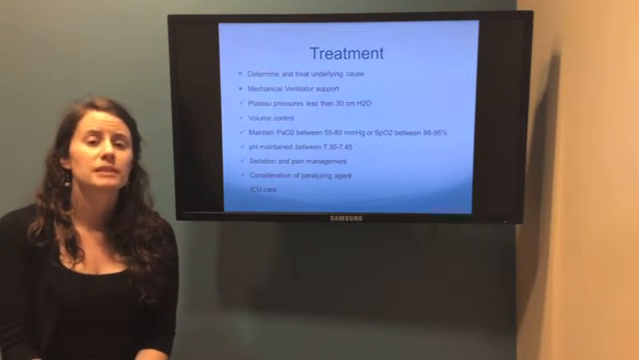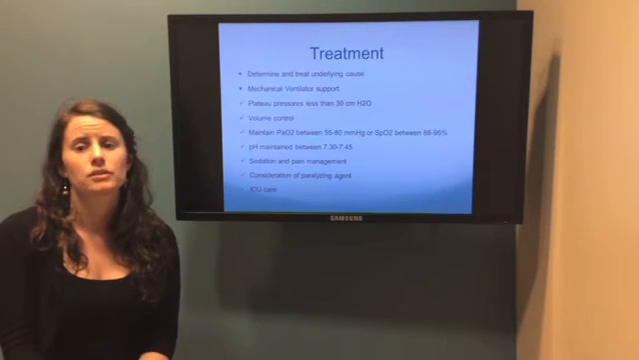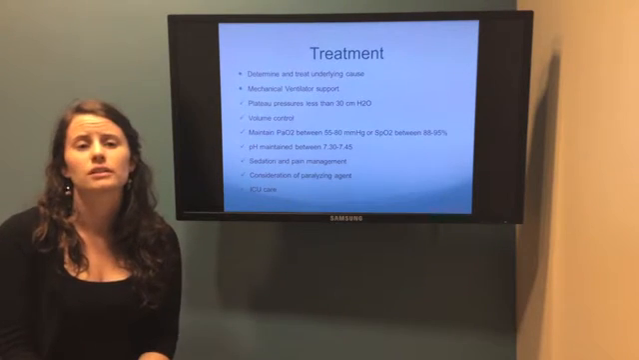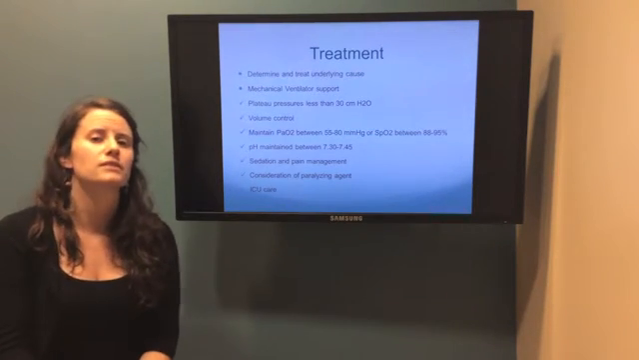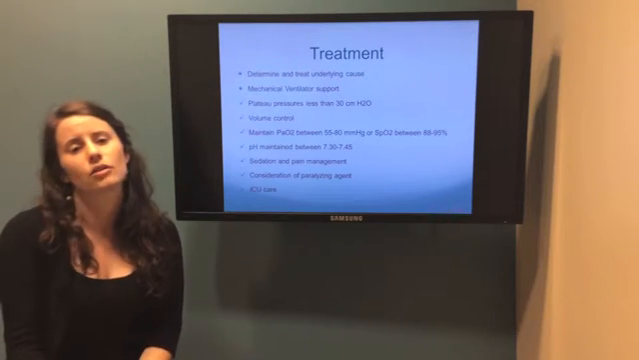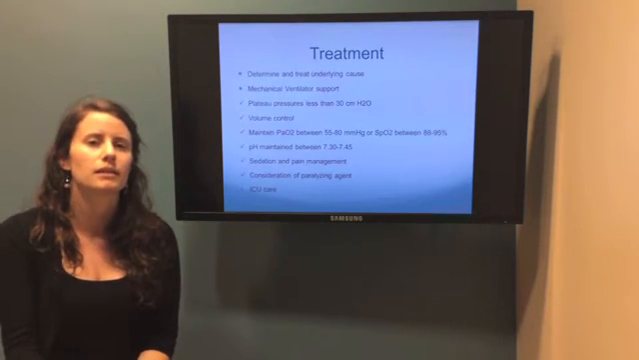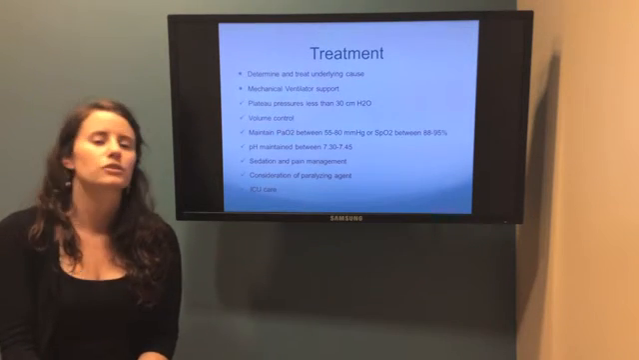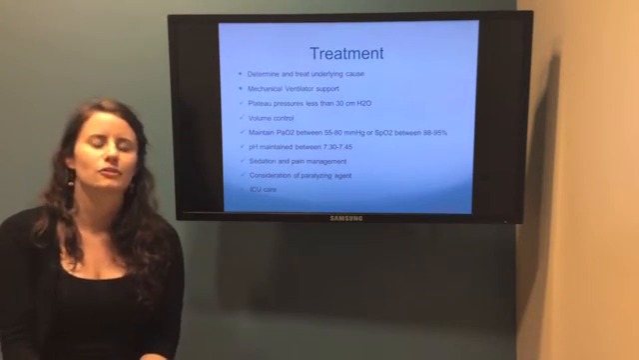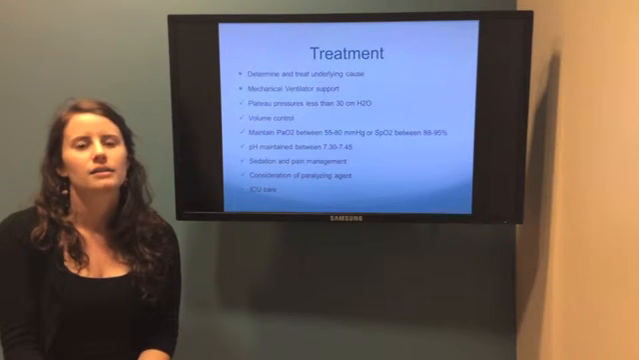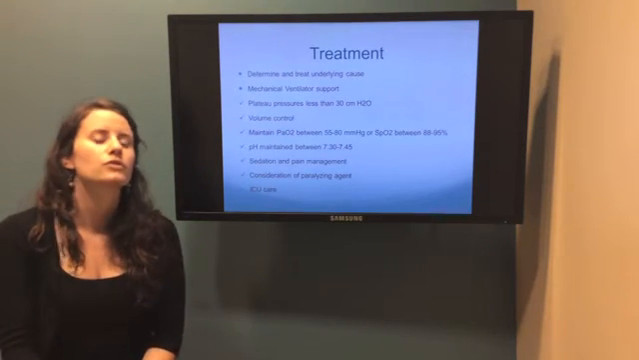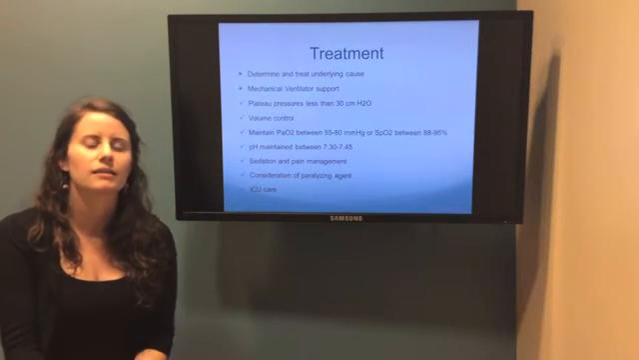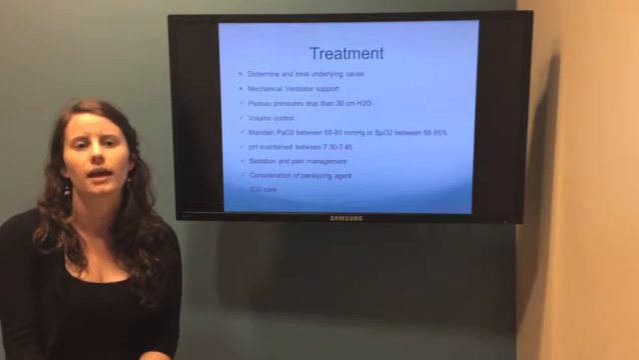So there's some specific treatment for ARDS patients, and this treatment is proven in the literature to be most effective in taking care of ARDS patients, and this is also the treatment that is utilized by the Medicine ICU. The first way to treat ARDS is to determine the underlying cause and treat that. The other very important part of treating an ARDS patient is that they need to be mechanically ventilated, but they have to be mechanically ventilated in a very specific way.